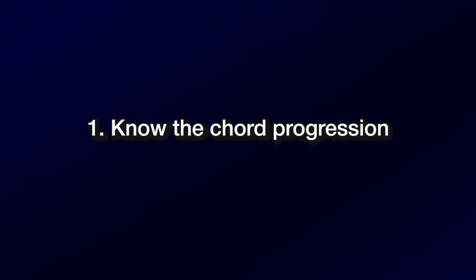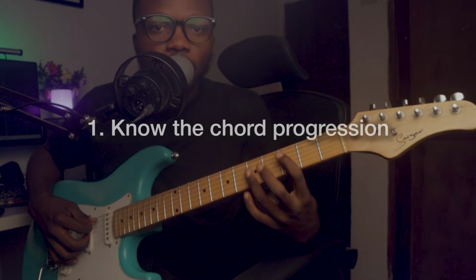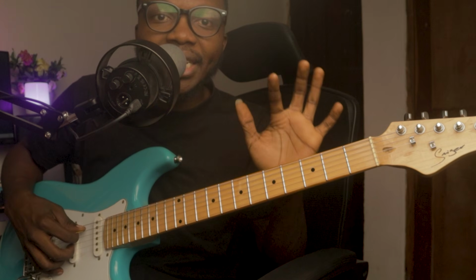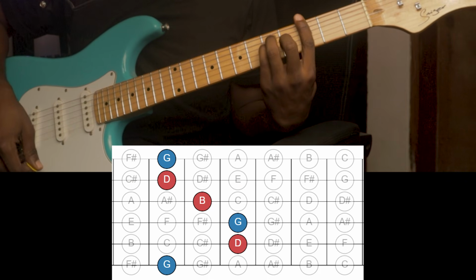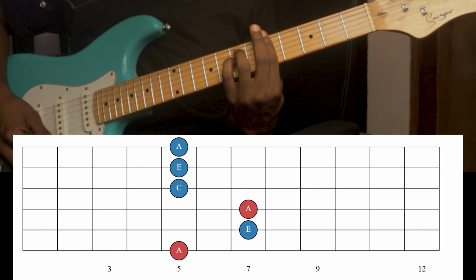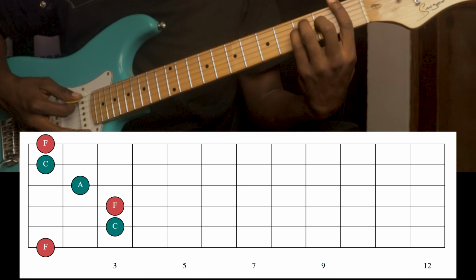Step 1. The first thing we need to do is to know the chord progression. The chord progression you heard earlier was played in the key of C major. What I was playing is the 5, which is your G, your A minor, and then an F.